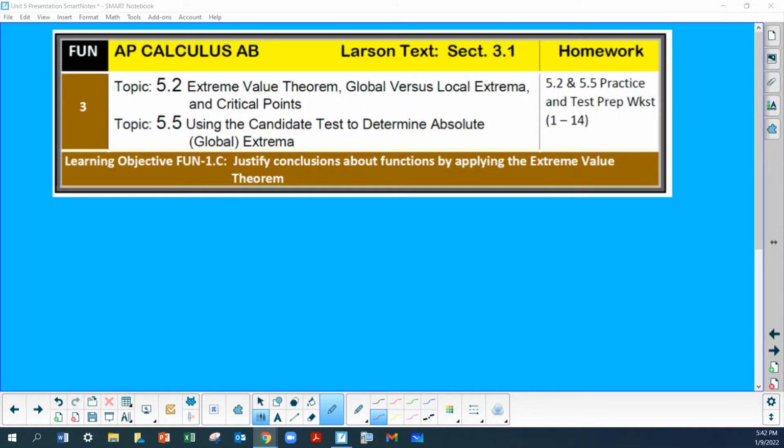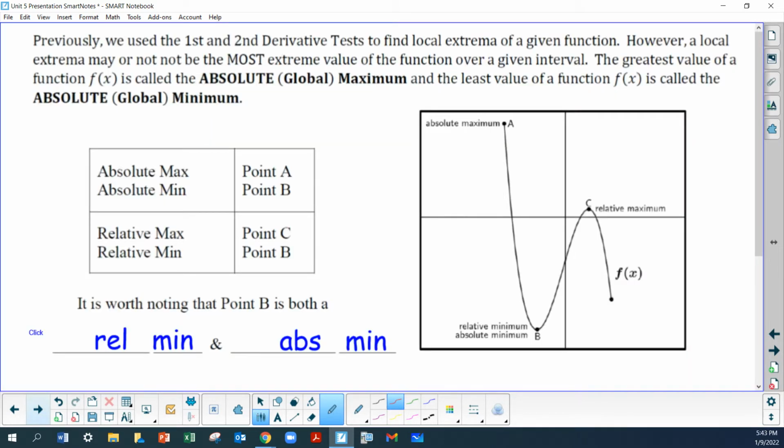Welcome, and here we're on lesson 5.2 and 5.5 today. We will be working with absolute extrema today. So we have looked at relative mins and maxes. Today we're going to discover some things about the absolute mins and maxes.